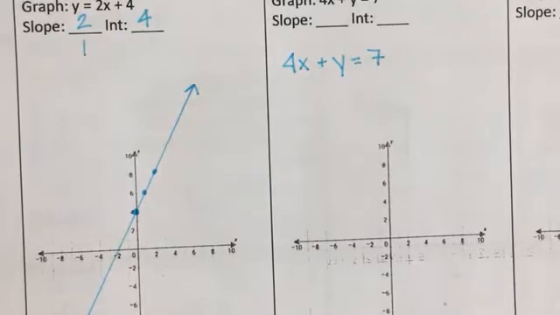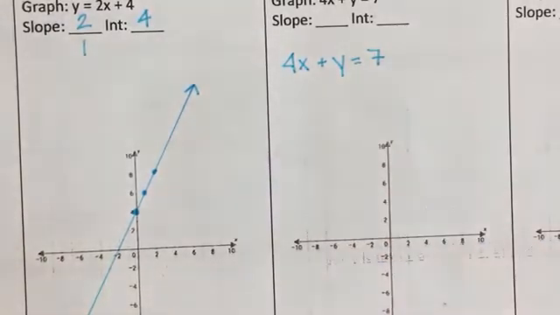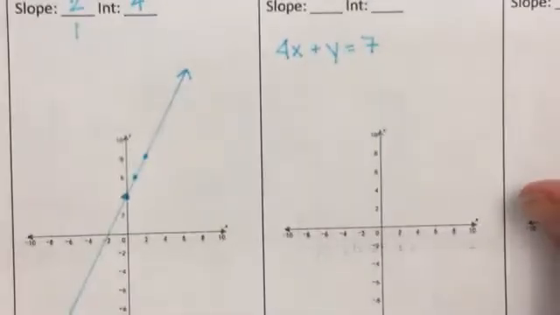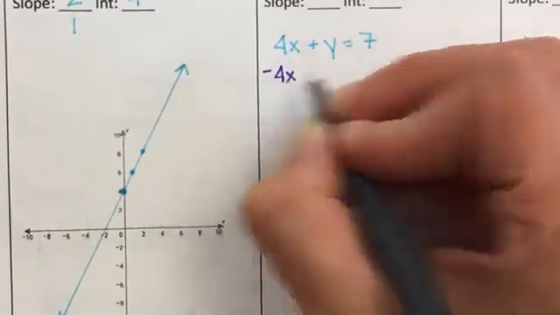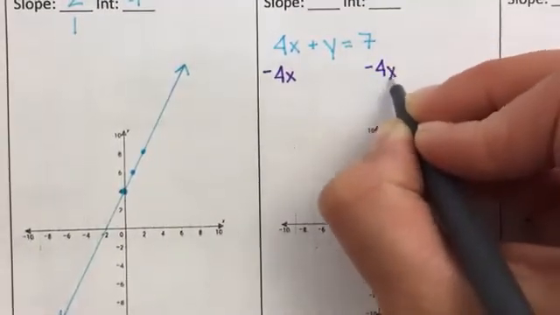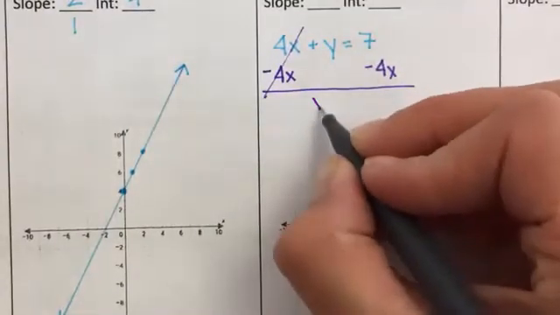So the next one, is this in slope-intercept form? No. So what do I need to do? I need to subtract the 4x. We want the 4 and x to stay together. We just want them on the other side of the equation. So when you move the entire term, you're going to add or subtract.